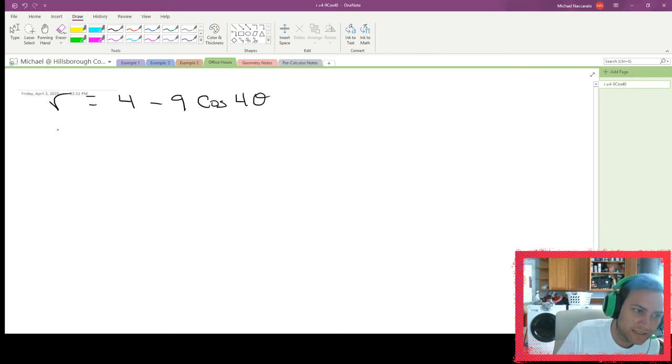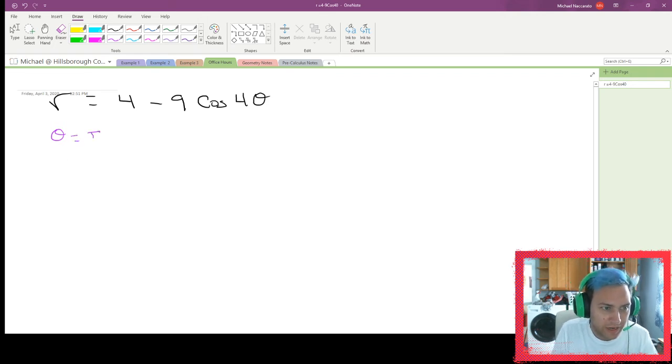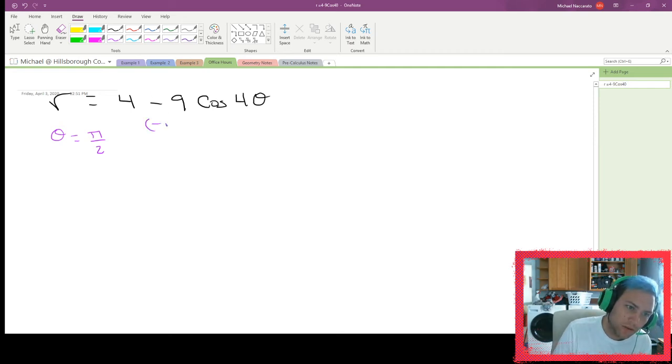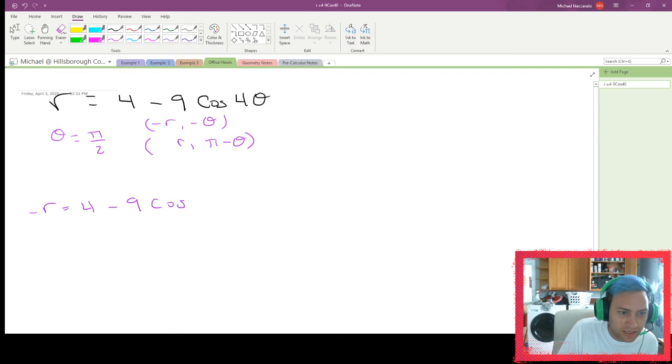So the first thing we're going to check is theta equals pi over 2, and see what happens here. So again, we know that to do that we have to replace either both with a negative, or we can replace just theta with pi minus theta. So trying the first one, negative r equals 4 minus 9 cosine of negative 4 theta. Right, so if there's a 4 theta or a 2 theta or a 3 theta, you just put the negative in front of the number in front, because negative theta times 4 is negative 4 theta, so it's the same thing. And then we just apply our rules here, right?